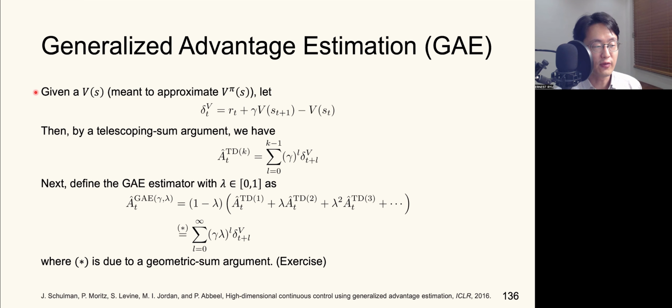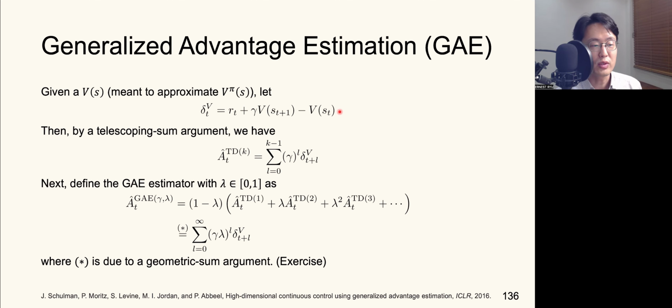Let's say we're given a function V. V is a function of the state s. This is meant to approximate the value function V pi of s. Let's define this notation delta V t. Delta V t is the one-step TD estimator, right? So reward plus gamma V of the subsequent state, minus the value function evaluated at the current state.